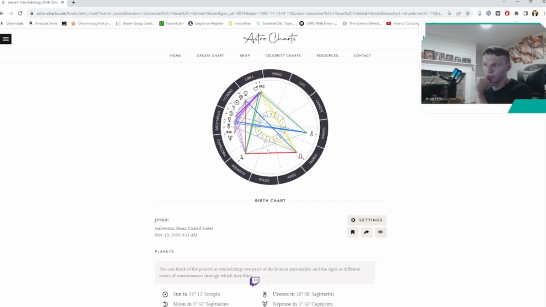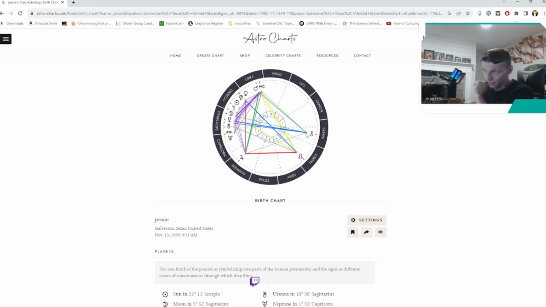So this is my natal chart. As you can see, I'm going to bring up a bigger one here in a second. Look at the massive amount of planets right here. I clearly have a stellium. I have most of my planets right here in Scorpio and Sagittarius. So clearly those two signs will be very important to me.